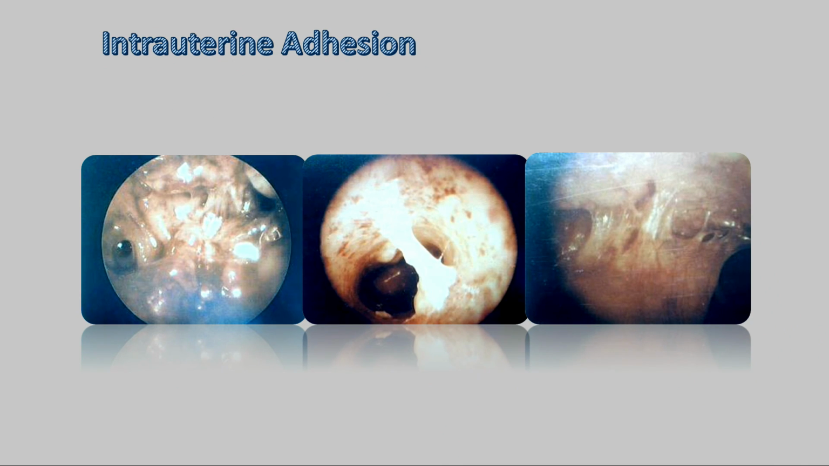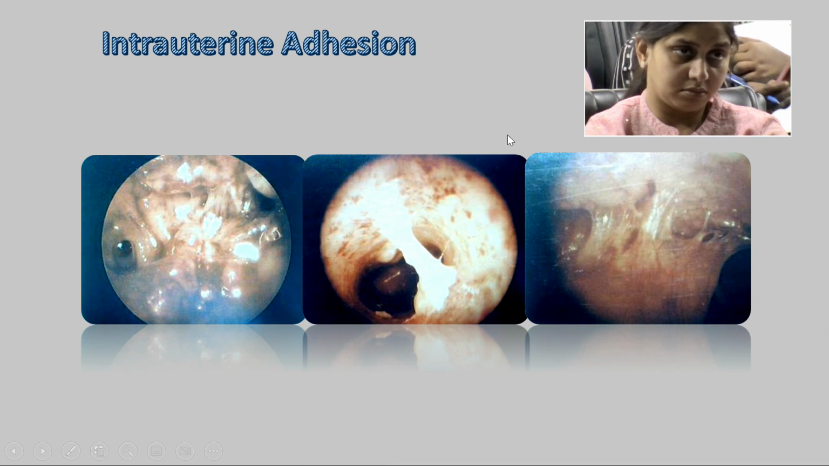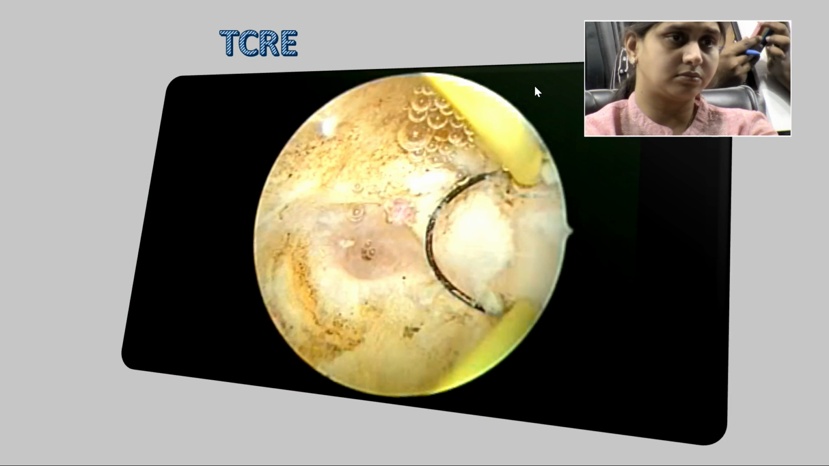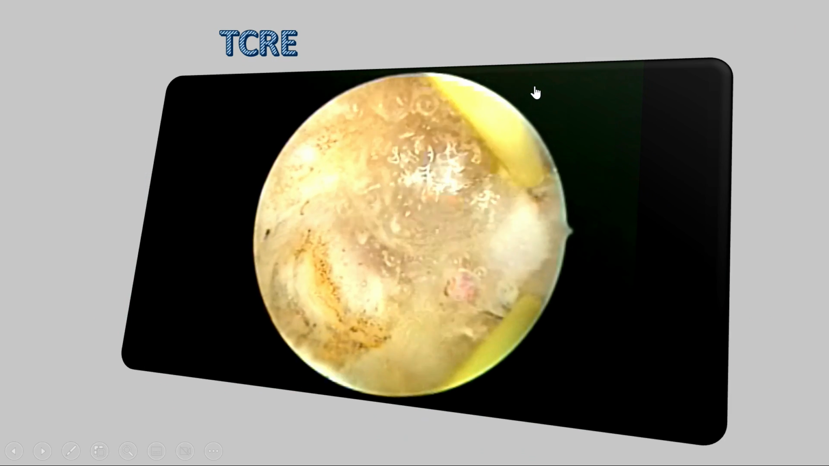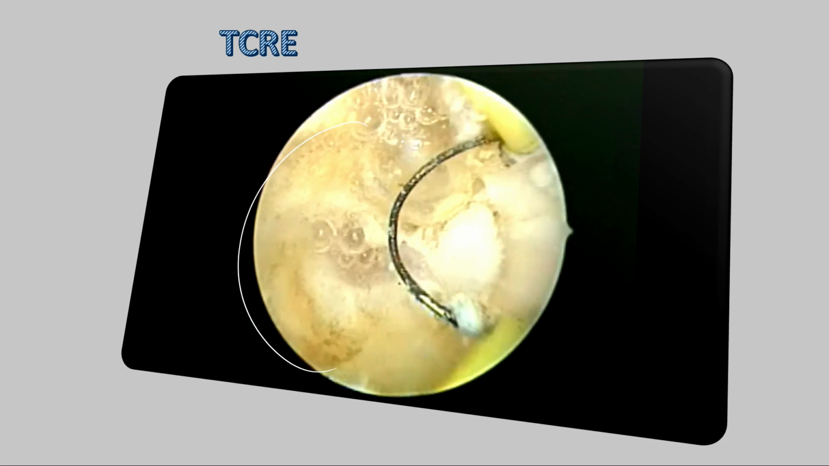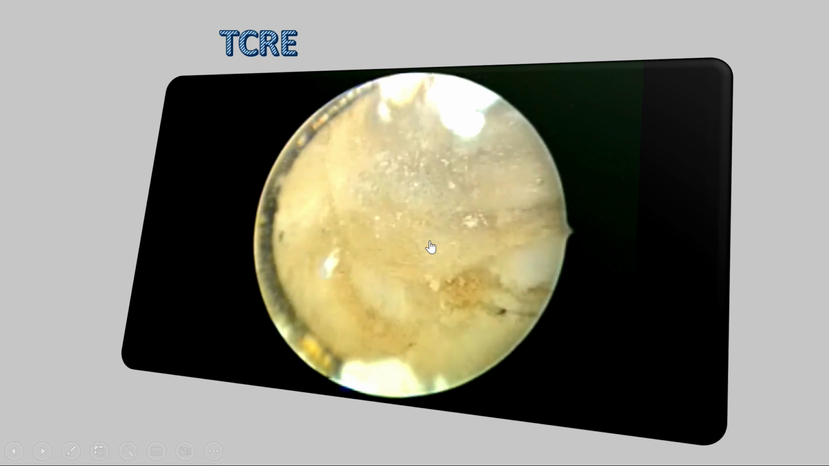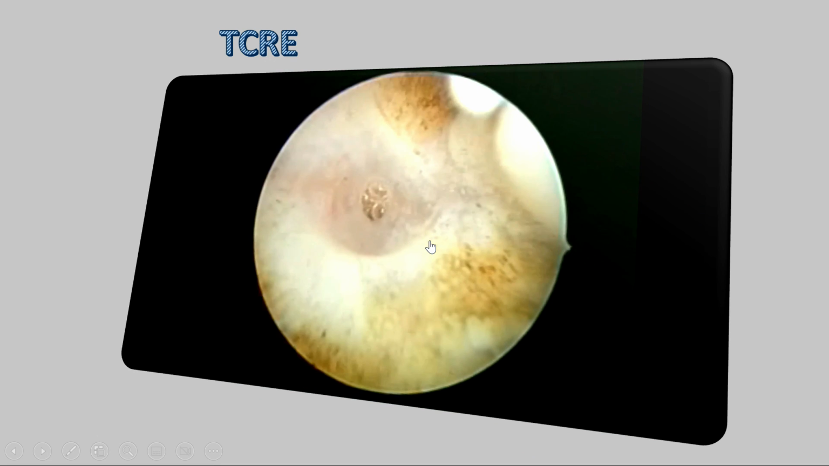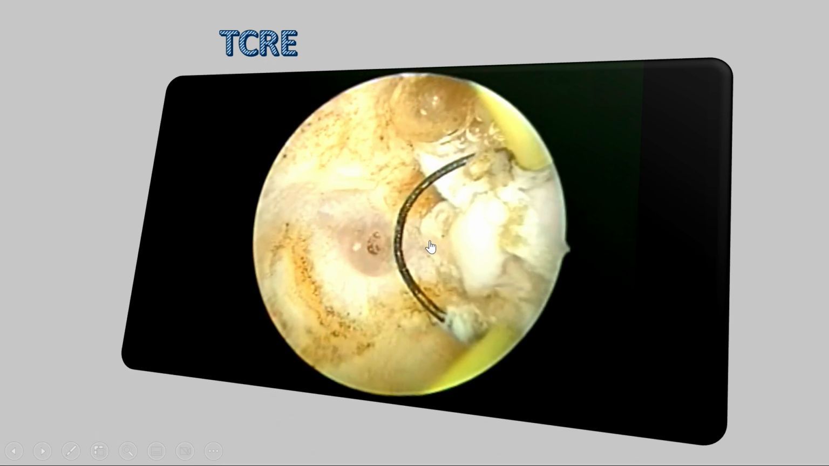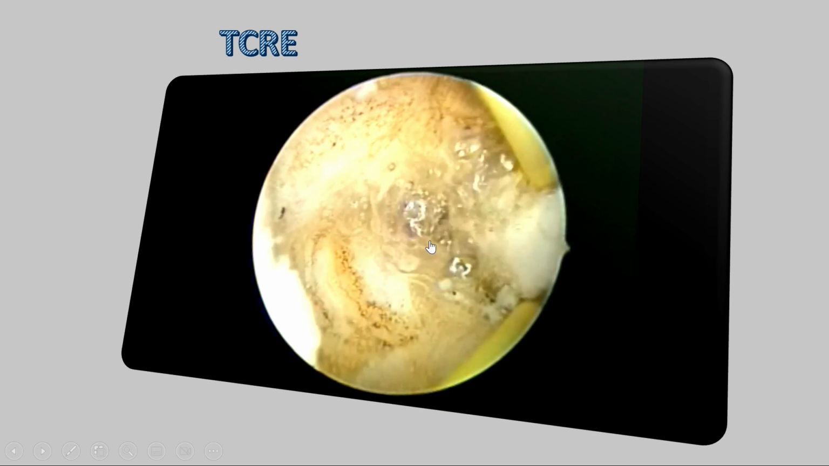This is intrauterine adhesion. You can see this is intrauterine adhesion. This is also important, you should take care. This is TCRE, transcervical resection of endometrium. This is used for AUB, or previously AUB was called DUB.